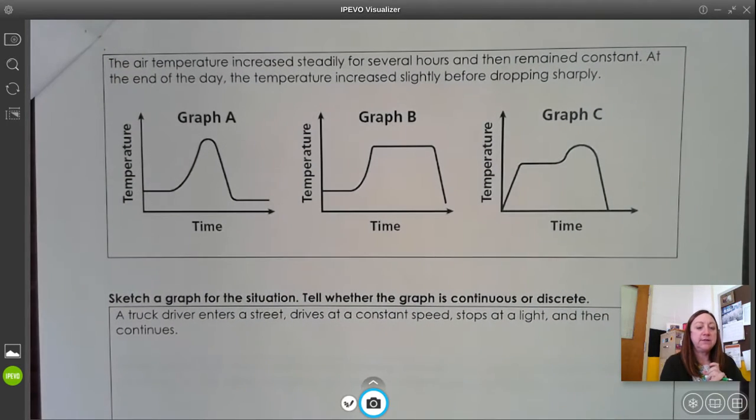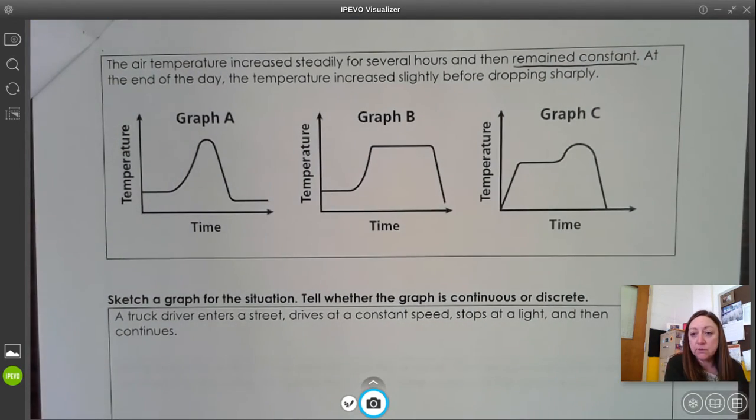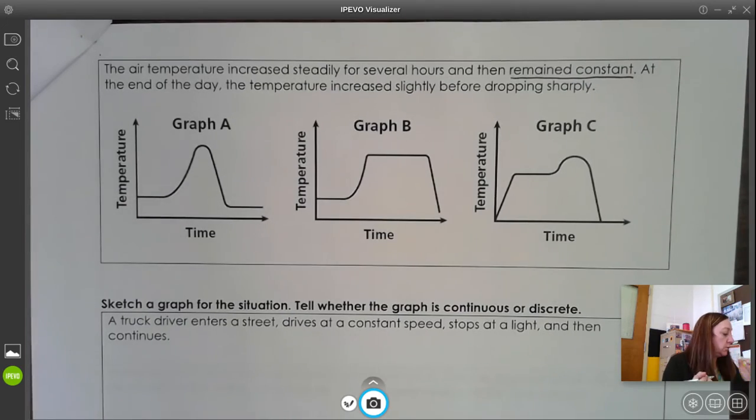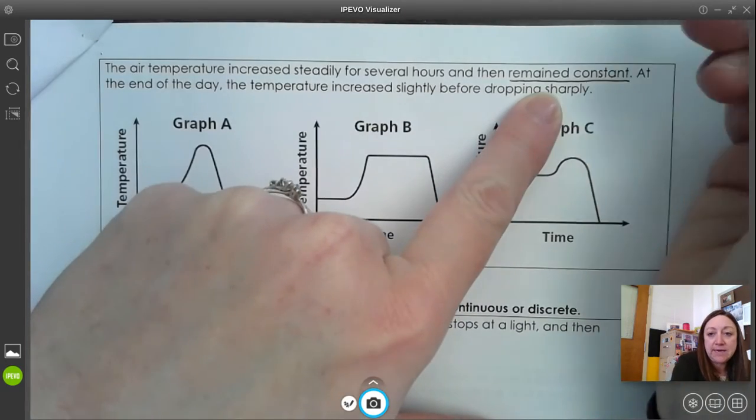Okay, here's another example like that. So it says the air temperature increased steadily for several hours and then it remained constant. At the end of the day, the temperature increased slightly before dropping sharply. So here's another word we need to notice. Remained constant. Okay, so remain constant is when we have no change, staying the same.